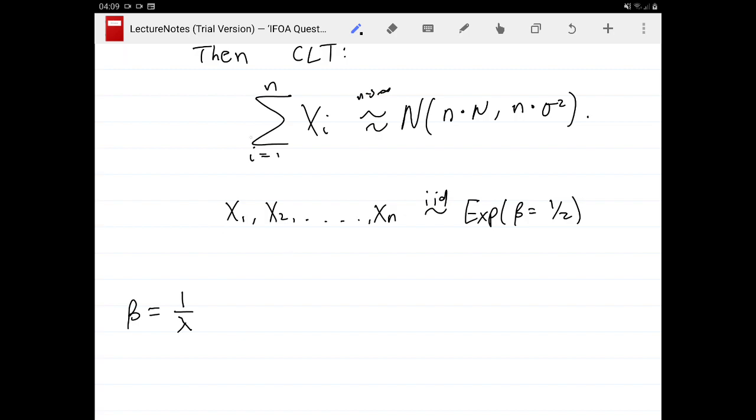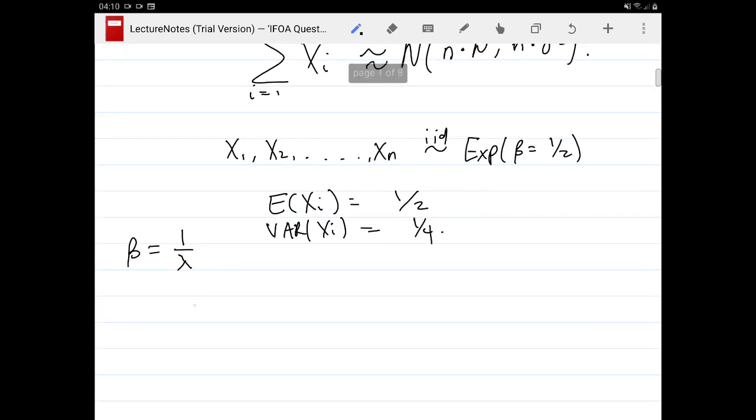Because we're going to use the central limit theorem to give the approximate distribution, we need the expectation of any one of our Xi's, which is just going to be beta. For an exponential, this is a review of exponential distributions. And then the variance of Xi is just going to be beta squared, so that's going to be 1/4.